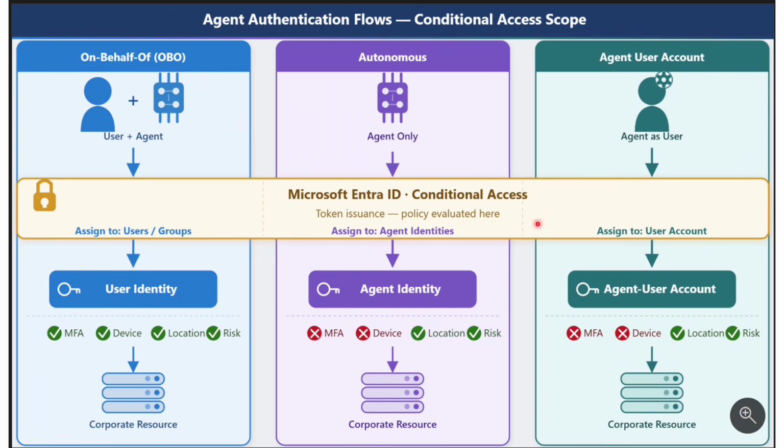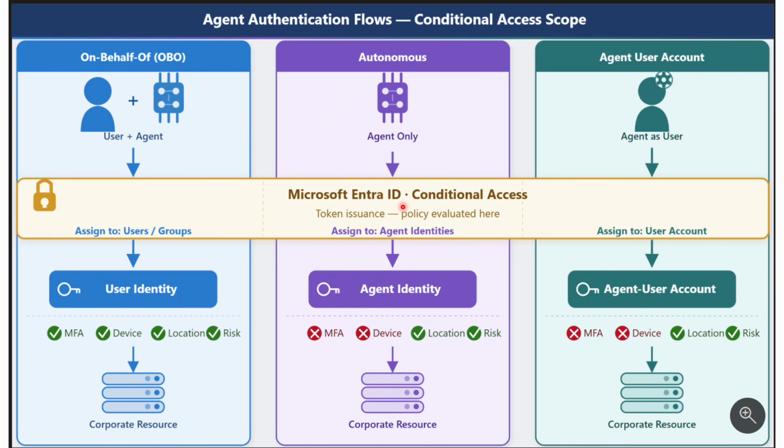Now, on the second here, we have the autonomous agent, agent only. No person is actively using the agent. The agent runs by itself. For example, an agent automatically checks compliance every night. The agent authenticates using its own agent identity. Conditional access should therefore target agent identities. So to create those policies, we need to target those agents.